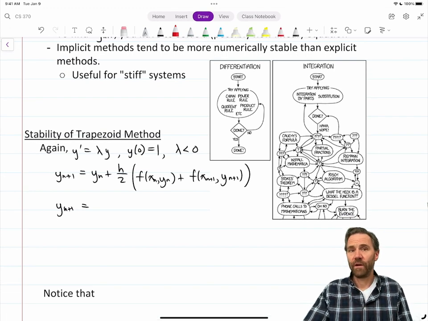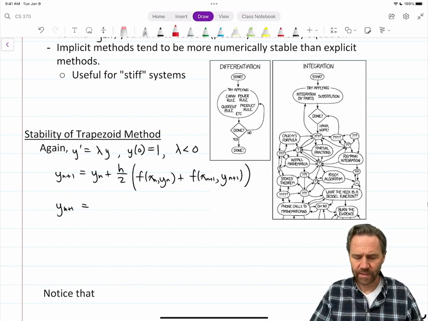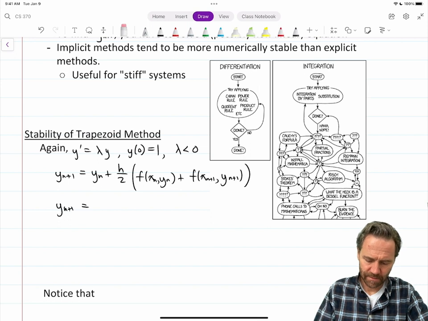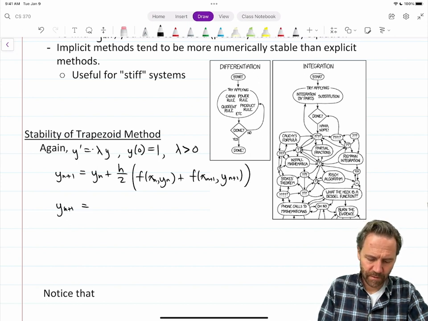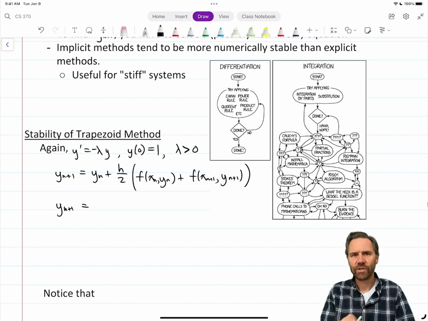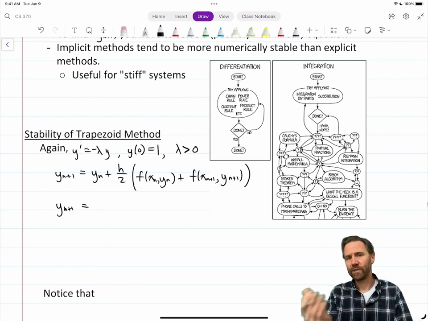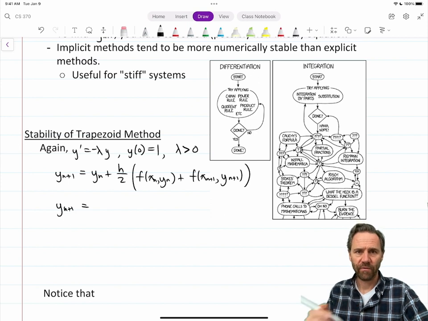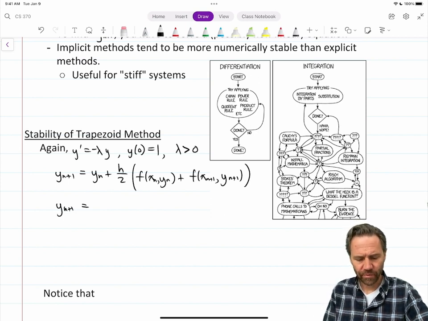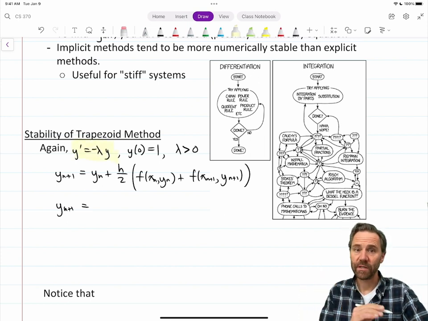Let's look at the stability of the trapezoid method. I know I changed the notes here, but it's just easier to understand. In fact, this change of making lambda positive instead of negative matches the course notes. I just forgot to update your notes before I distributed them. Okay, so there's the test equation, the same test equation. Whenever we're studying stability, it's the same test equation.